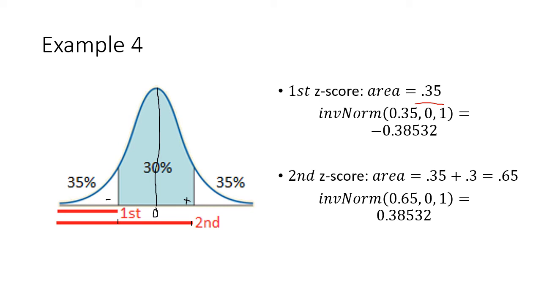0.38532. Now, notice, when I look at those two values, are they similar? Well, of course they are, right? I'm splitting up that middle 30%, and I know that my curve is symmetric. That means my z-scores need to be symmetric as well. I should get one negative for the left and one positive for the right. Hopefully that makes sense when we look at this picture and understand how we're actually breaking down this curve.